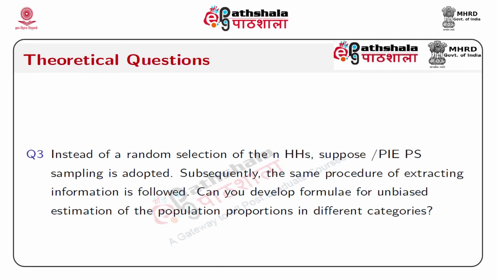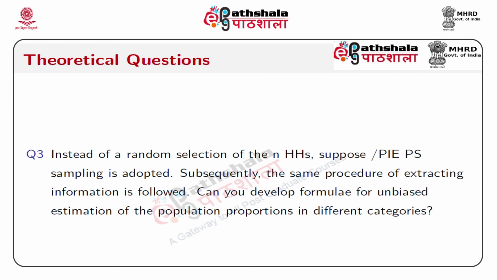Instead of a random selection of the n households, suppose IPS sampling is adopted. Subsequently, the same procedure of extracting information is followed. Can you develop formulae for unbiased estimation of the population proportions in different categories? Let us try to understand. Earlier we said we are making a random selection of the households. First of all, we said all capital N households are taken into consideration. Then we said we will go for a subset selection, a random selection of small n households, and there we argued that we can apply the two-stage formula E1, E2, V1, E2, E1, V2, etc. That is what we understood.